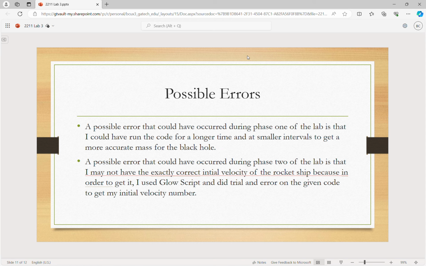A possible error that could have occurred during phase 2 of the lab is that I may not have the exactly correct initial velocity of the rocket ship, because I used GlowScript and did trial and error on the given code to get my initial velocity. I just played around with it, to see what would work, and to find the smallest number that could get close to the planet but not crash.